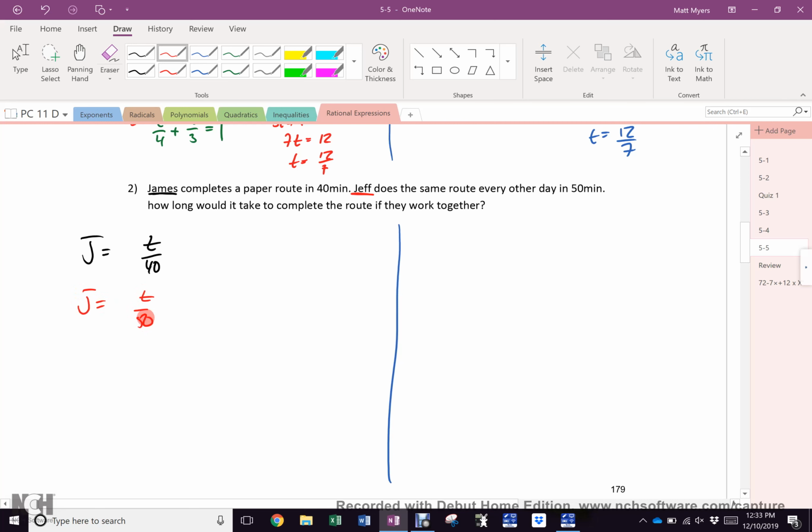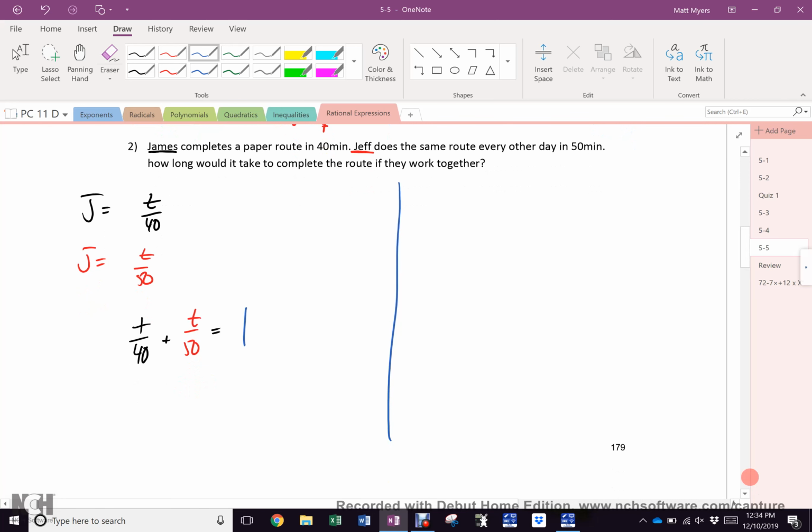And how many paper routes are they going to do? 1. So it's t over 40 plus t over 50 equals what? 1. How do I solve that? What's the common denominator? Somebody heard it. Somebody just said it. I heard it. 200, right?